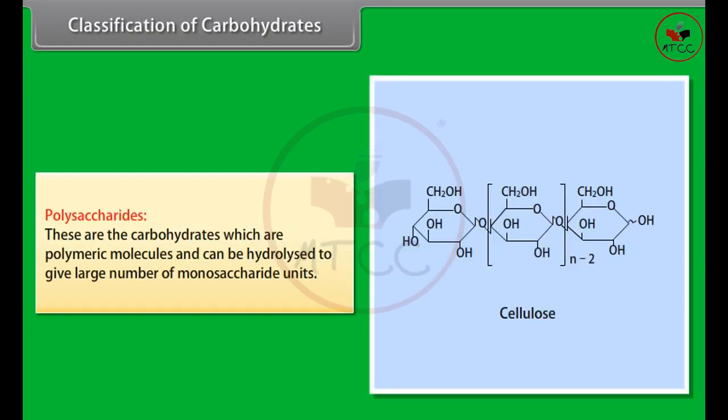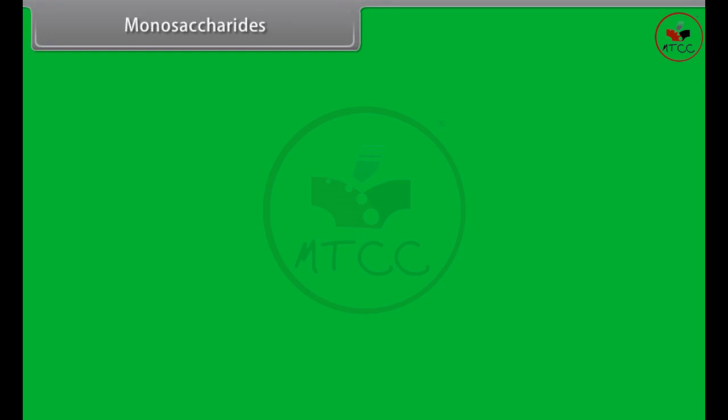Polysaccharides. These are the carbohydrates which are polymeric molecules and can be hydrolyzed to give a large number of monosaccharide units. For example, starch, glycogen, and cellulose. Monosaccharides.